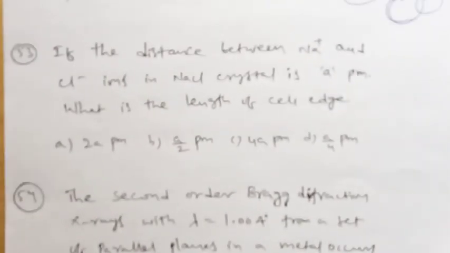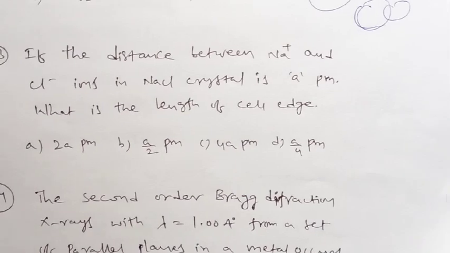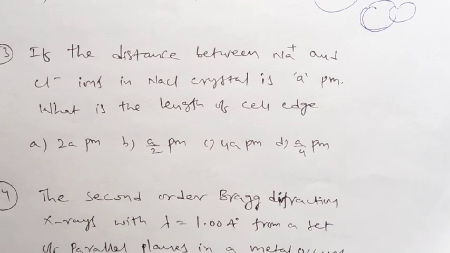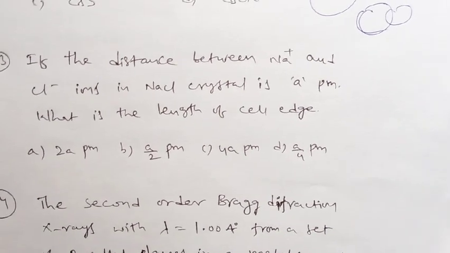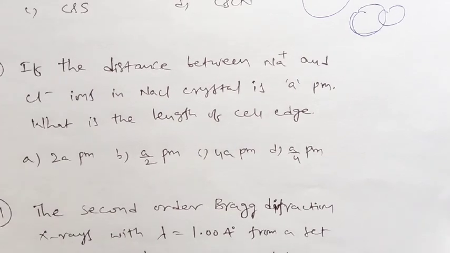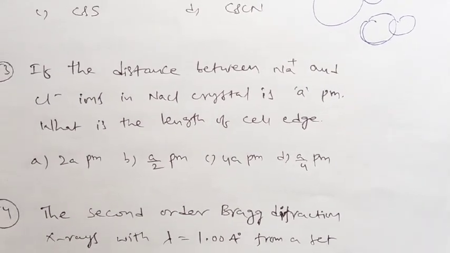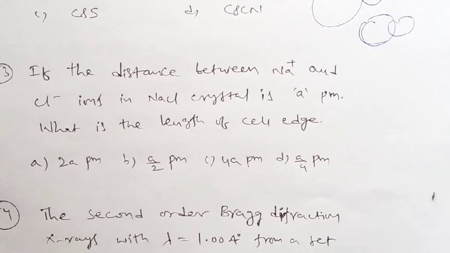This is also one of the important models. If the distance between Na+ and Cl- ions in NaCl crystal is a picometers, what is the length of cell edge? So very simple question. Here they are asking about the NaCl structure.